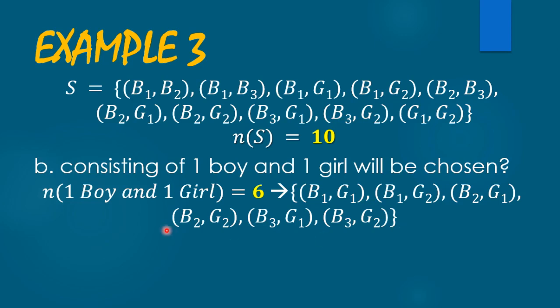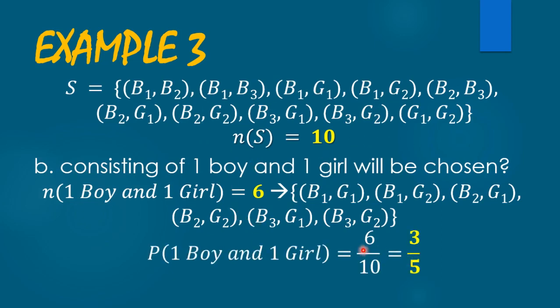Now to find the probability of having 1 boy and 1 girl, we'll have the number of elements in the given event over the number of elements in the sample space. So we have 6 over 10, or this is simplified as 3 over 5.